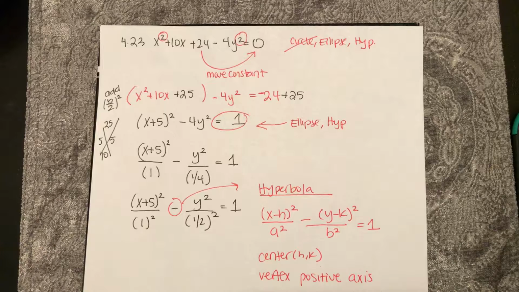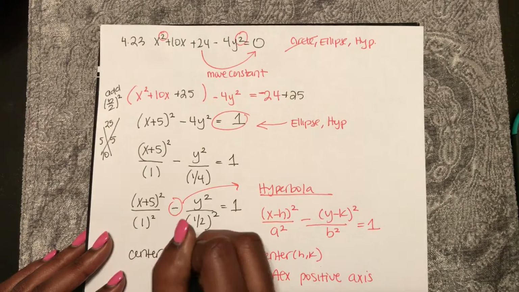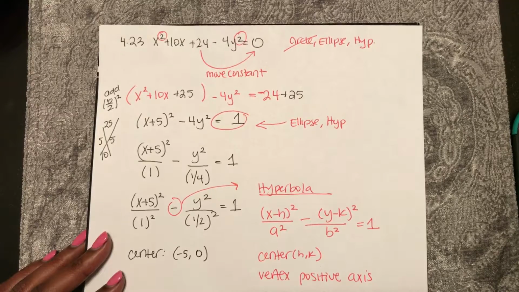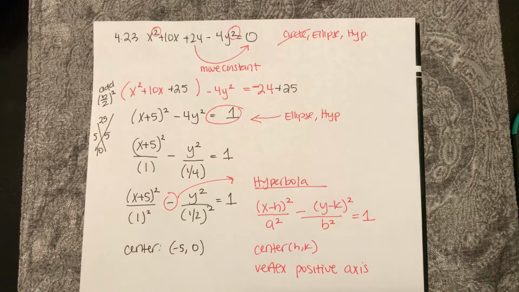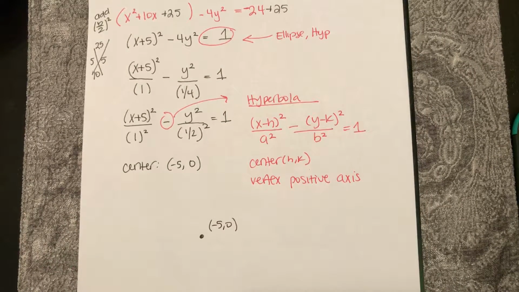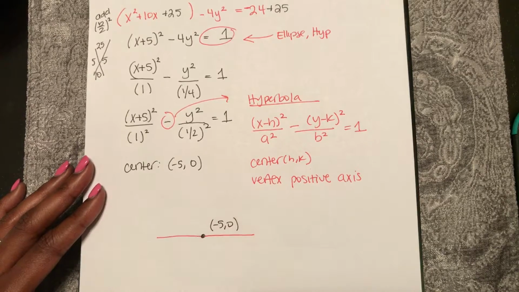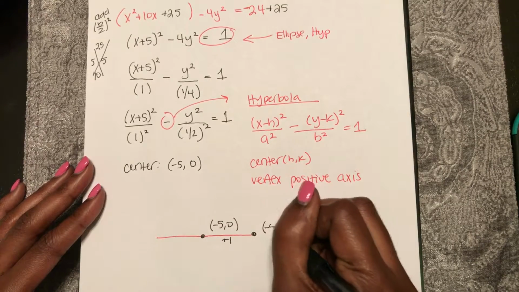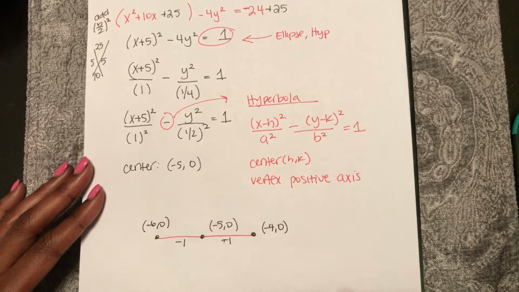So if I sketch, this is a sketch, it's not on my axis. I know my center is going to be at negative 5, 0. I'm not even putting it on an axis, I'm just going to sketch it. So from that center on my x, I need to go over 1 each way. So that would make this point, if I add 1, negative 4, 0. If I subtract 1, this point is negative 6, 0.